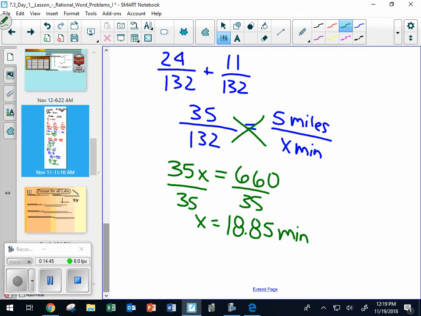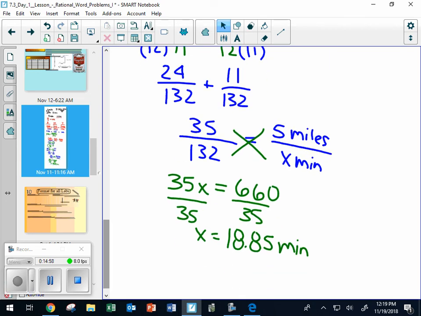So if you were able to get to 18.85 minutes, and you found a way that worked, good for you. If you were not able to get to 18.85 minutes, but this method makes sense to you, good for you. If you are still completely lost, this is what we are learning today. So we can continue to practice.